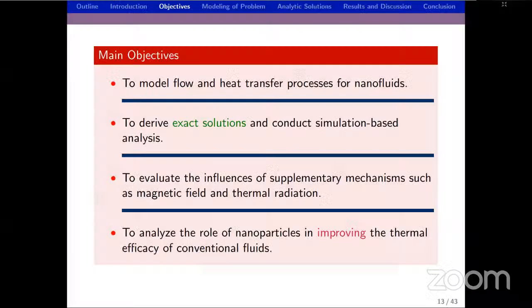The main objective of this study is to model flow and heat transfer process for nanofluid, to derive exact solutions and conduct simulation-based analysis, and to evaluate the influences of supplementary mechanisms such as magnetic field and thermal radiation, and finally to analyze the role of nanoparticles in improving the thermal efficacy of conventional fluid.